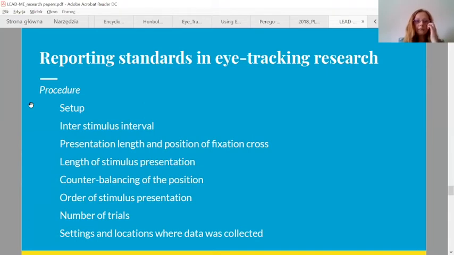And procedure. Of course, you have to say what the setup was. Very important is the interstimulus interval, whether you are presenting a fixation cross, for how long the stimuli are presented, whether the participant is free to decide whether he or she goes on or not, or whether there is a fixed time of exposure to a stimulus. What's the number of trials, right, and so on, and how the data are collected exactly.